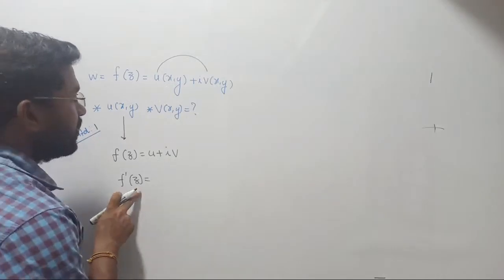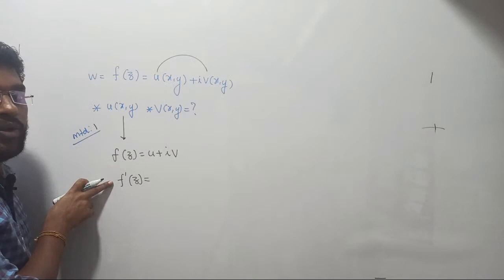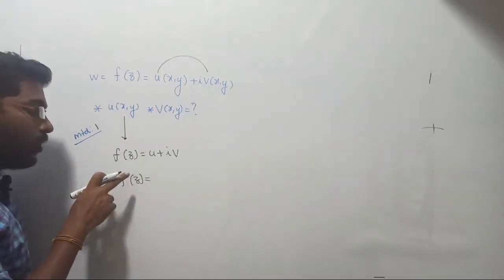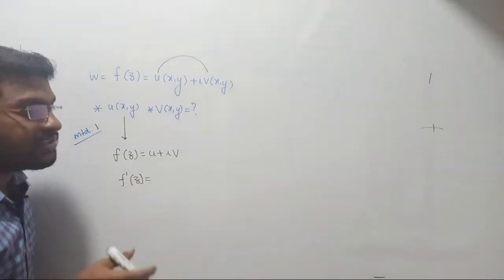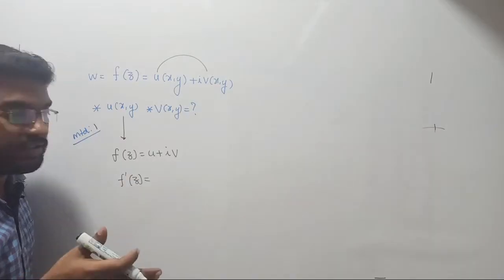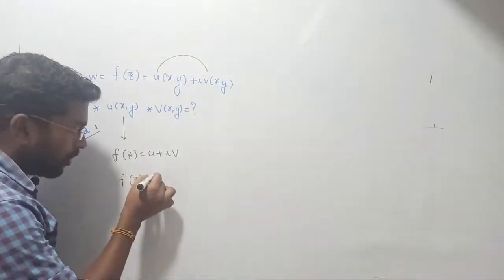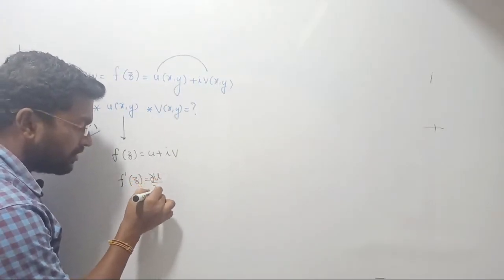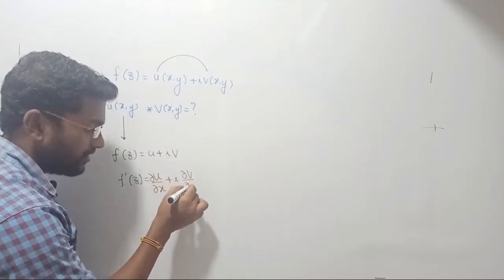Suppose I am considering this function with respect to x, that is, I am doing the differentiation with respect to x. For f dash of z, either you can differentiate with respect to x or with respect to y. It's up to you, whichever you want, you can proceed. So now I request all to consider x. Then differentiating u with respect to x, it can be written as dou u by dou x plus i into dou v by dou y. Sorry, dou v by dou x.